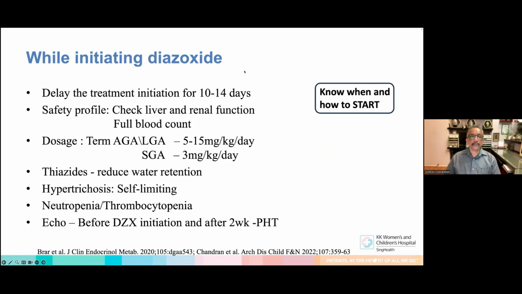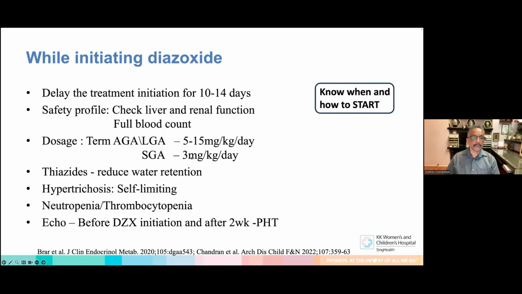While initiating diazoxide, you need to be careful. For the safety profile, you need to check liver function and renal function. So you must know when to start and how to start. Prepare the baby with a full blood count, because neutropenia and thrombocytopenia can occur, especially in SGA babies. The dose I suggest for AGAs and LGAs is to start with 5 milligrams and go up in increments of 2.5 milligrams up to 15 milligrams per kg per day in 2 divided doses. For SGAs, you can start with 2.5 to 3 milligrams per kg per day.